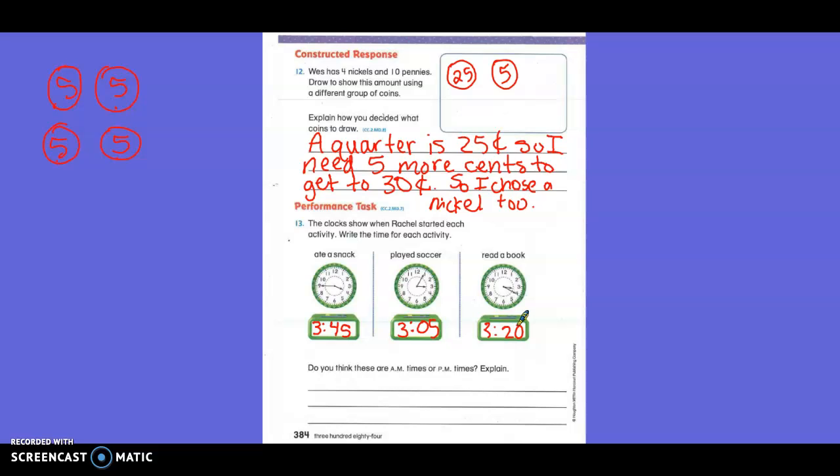Look at this question. Do you think these are AM times or PM times? Explain. Are you going to eat a snack, play soccer, and read a book at 3:45, 3:05, and 3:20 a.m.? Or all those times in p.m.? What do you think, Landon? Why do you think that? Because we have to explain. Because it wouldn't make any sense to do all of this stuff in the morning, but you could.